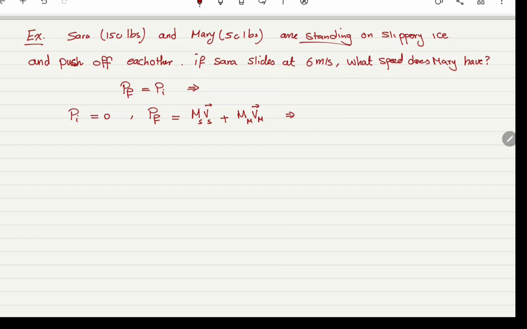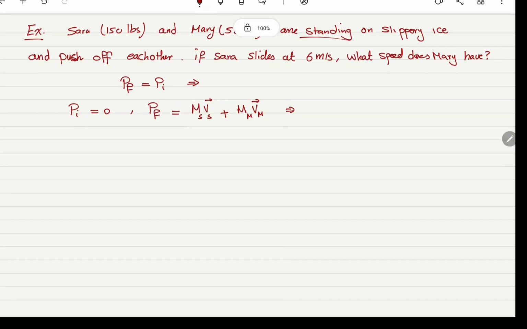Or in other words, the momentum of Sarah has to be the same as the momentum of Mary. But remember, we are not comparing mass with mass and velocity with velocity. We are comparing momentum with momentum. So the momentum for Sarah should be the same as momentum for Mary.